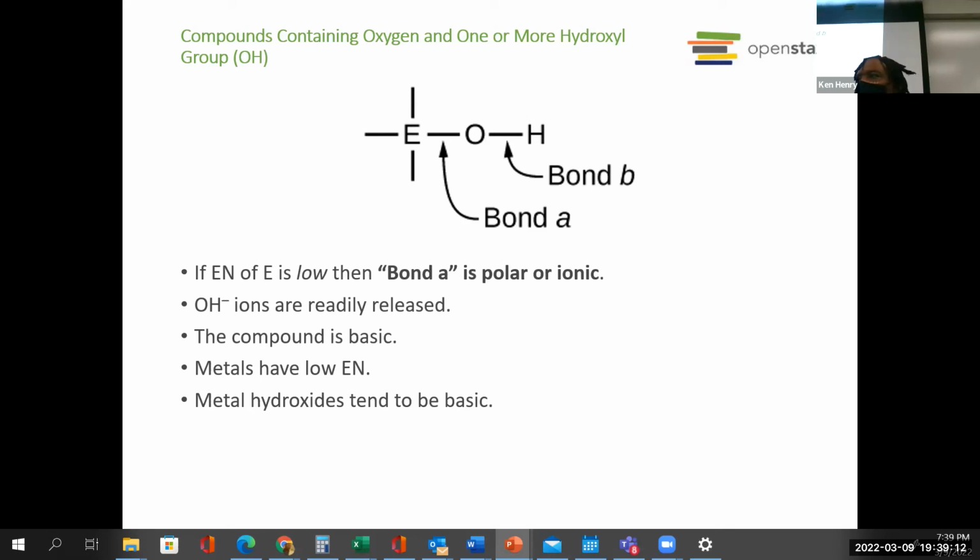So for instance, sodium hydroxide, NaOH. We know that Na has a very low electronegativity, right? Did I give you guys the electronegativity sheet last semester? Yeah, that one. So we know that sodium has a very low electronegativity, so that's going to be a strong acid. I mean, a strong base, right?